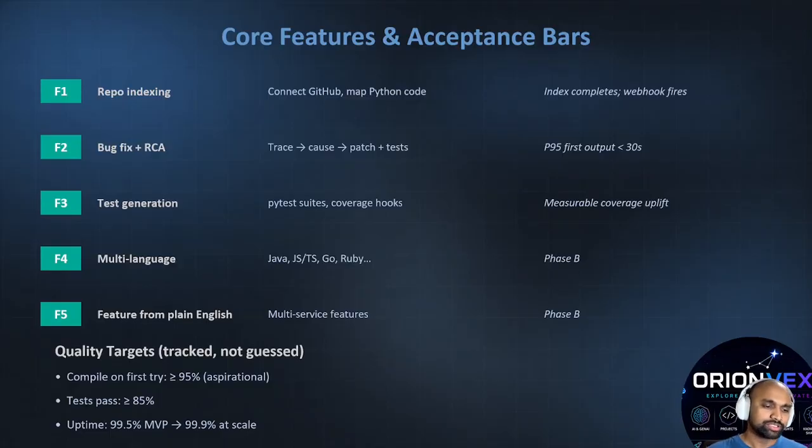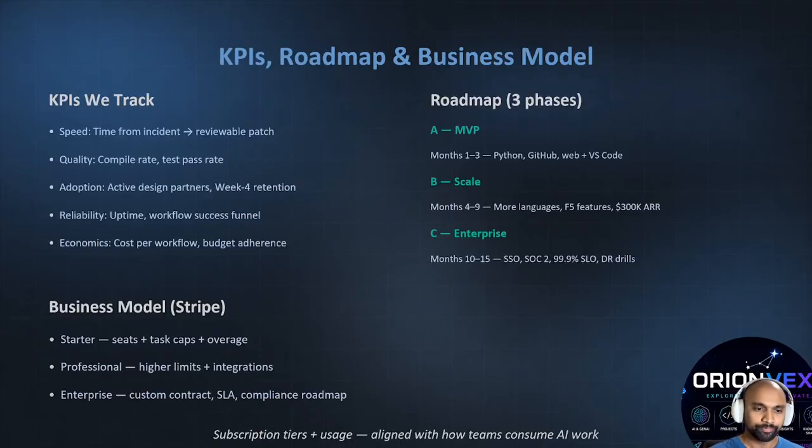And these are the quality targets: compile on first try, greater than or equal to 95%, which we are expecting, and test pass greater than or equal to 85%. Uptime 99.9% for MVP, and 99.9% at scale. If you see the KPI roadmap and business model, these are the KPIs we track: speed, quality, adoption, reliability, and economics.